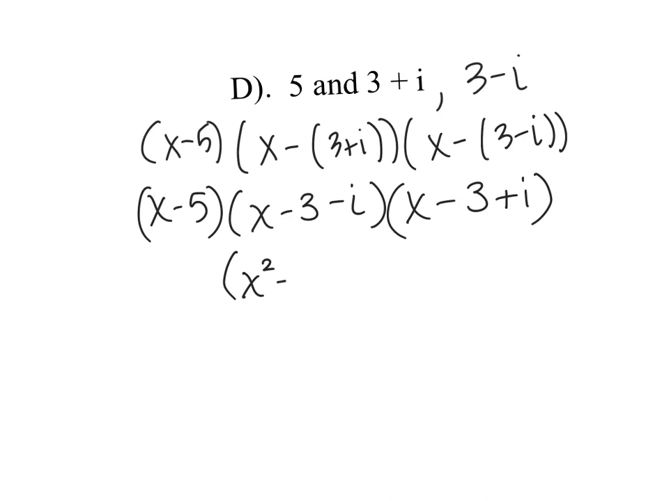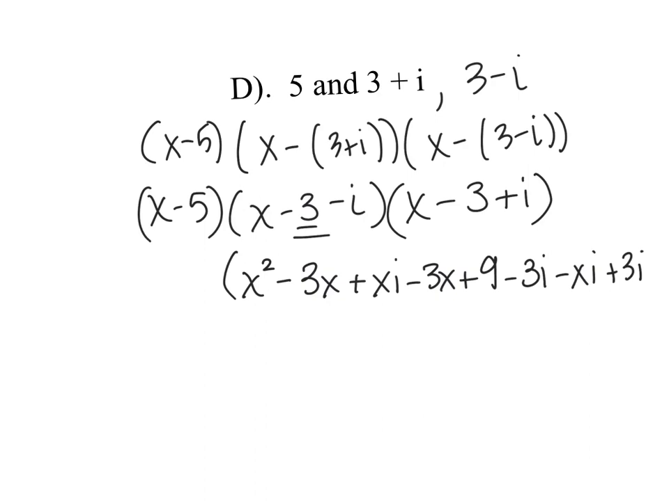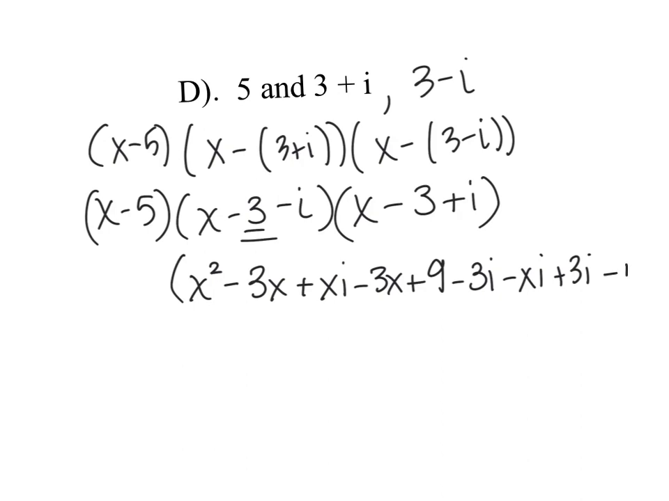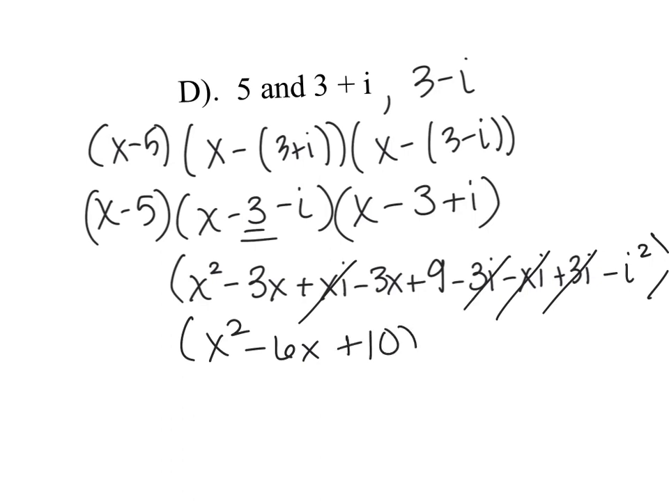x squared minus 3x plus xi, then I'm going to go to the negative 3. Negative 3x plus 9 minus 3i minus xi plus 3i and then minus i squared. So x squared minus 6x, cancel, cancel, cancel, cancel. 9 plus 1 gives you 10.